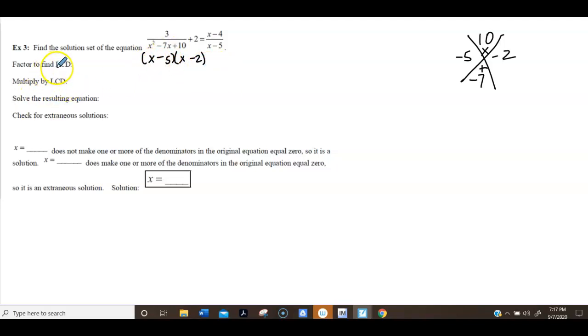So looking at the LCD, when we want to find the LCD, we're going to look at the first denominator, and we're going to write both of those down. So I have an x minus 5 and an x minus 2. Now because this x minus 5 I already have, I don't need to write it down again. And if you want, you can put a 1 below that too.